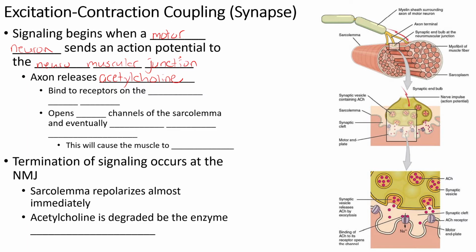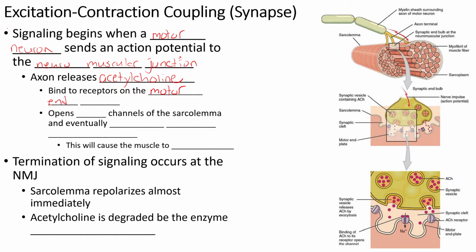Acetylcholine is the neurotransmitter. Remember, if you go back to look at the synapse when we talked about neurons, the neurotransmitter is going to float across the synapse and bind to a receptor on the postsynaptic part of the cell. Since we're dealing with the neuromuscular junction, it's going to bind to the motor end plate.